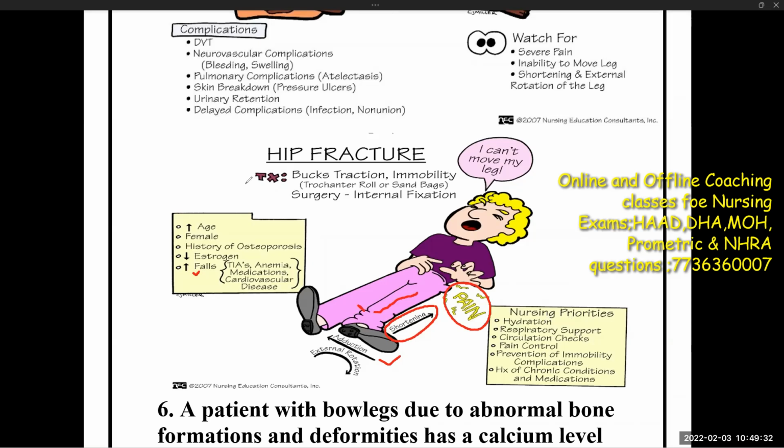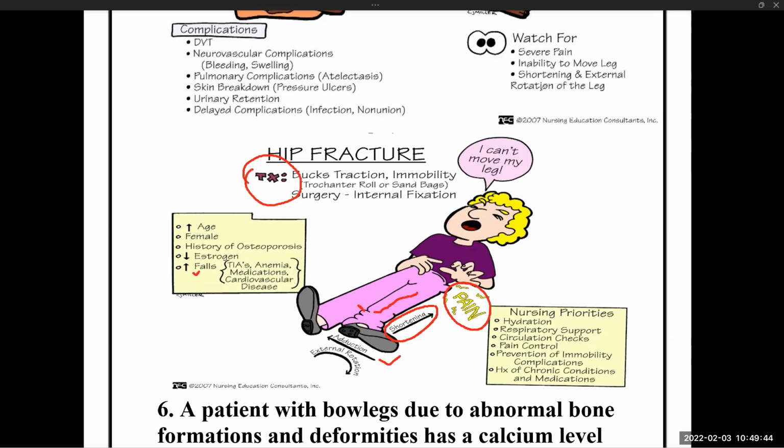And the treatment for hip fracture, other than the symptomatic treatment, is surgery, Buck's extension, immobility. Surgery is an internal fixation. After surgery, how would you manage? Okay, so regarding this, you will get many questions.